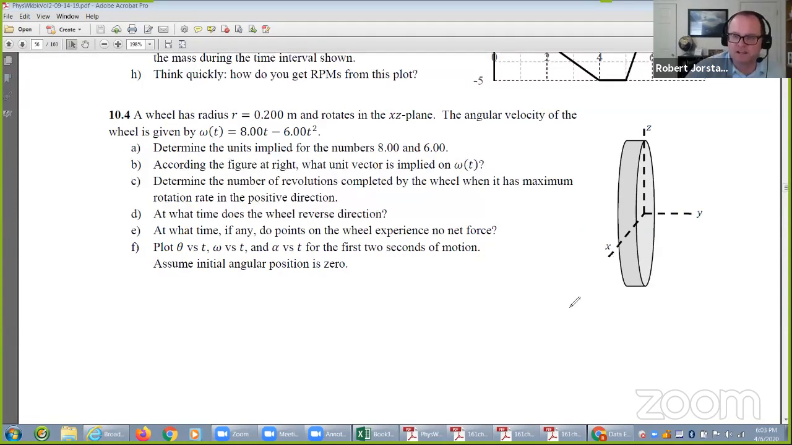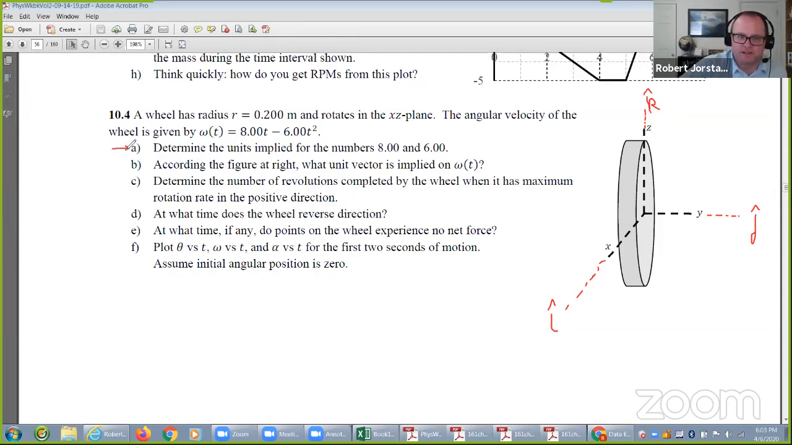Notice in this case, I hat is the direction kind of coming out of the page, and then J hat is to the right. Every once in a while, this shows up, and then Z would be K hat. So just so you've got it. All right. And determine the units. I think that part you could do on your own.